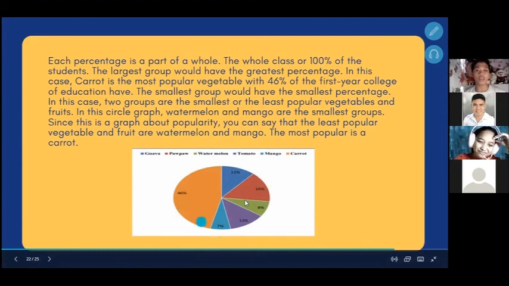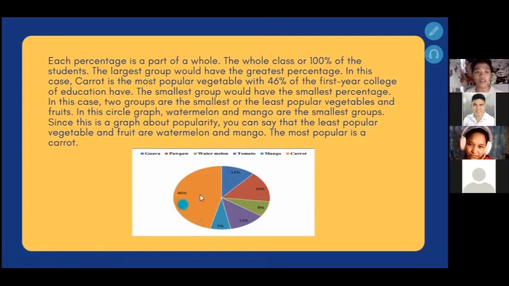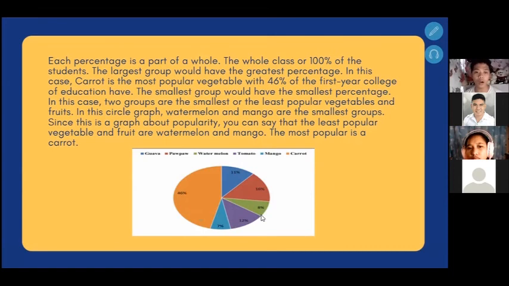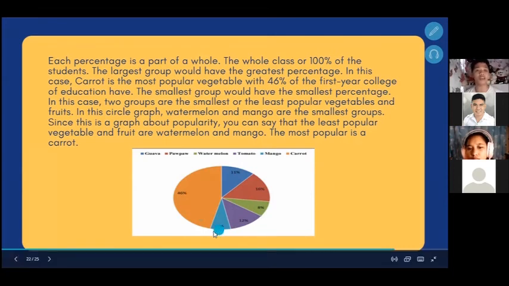As you can see, we have here the circle graph. So the most popular is the carrot. As you can see here, the carrot has 46%, and the smallest groups are watermelon and mango. As you can see here, the watermelon has 7%, and the mango has 8%.